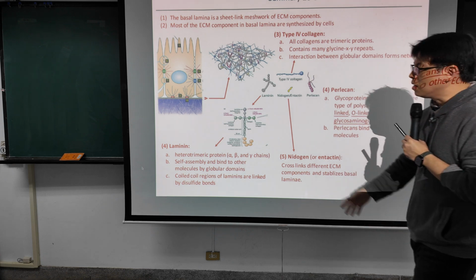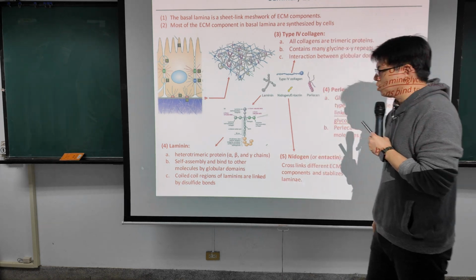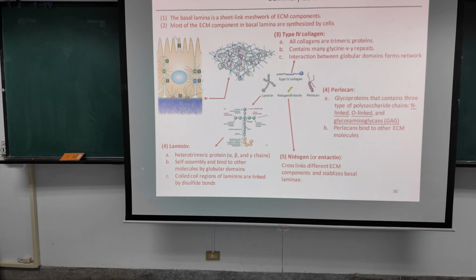Laminin is a cross-shaped structure. It is a hetero-trimeric protein. It contains alpha, beta, and gamma chains. It can also self-assemble and bind to other molecules. And finally, they can form such a complex, with the strong mechanical support of the meshwork.